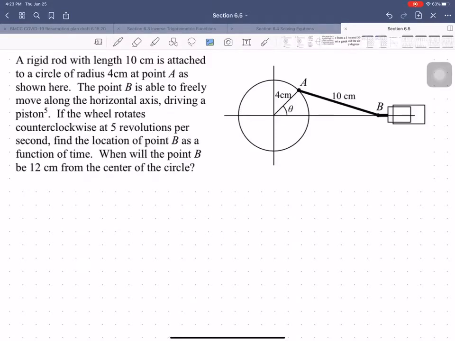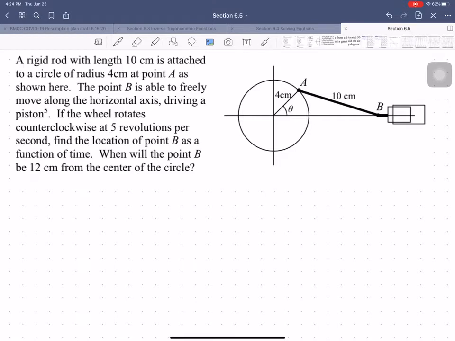Okay, last example of this section. A rigid rod of length 10 is attached to a circle of radius 4 at a point A. The point B is able to freely move along the horizontal axis driving a piston. If the wheel rotates counterclockwise at 5 revolutions per second, find the location of point B as a function of time. And then the second question is, when will the point B be 12 centimeters from the center?